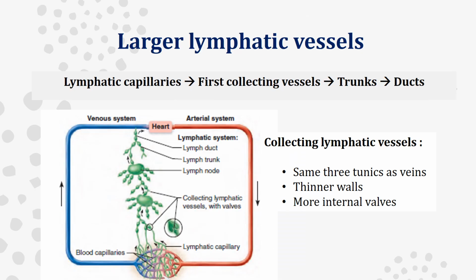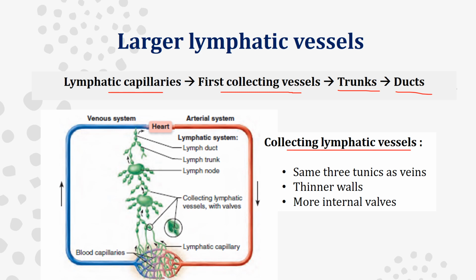From the lymphatic capillaries, lymph is now eventually going to flow into larger collecting vessels, and then finally to the trunks and the ducts. So the flow is always the same: from the smaller capillaries, we move to the collecting vessels, then the trunks and ducts. As the lymph moves through, the lymphatic vessels are getting much larger in size.